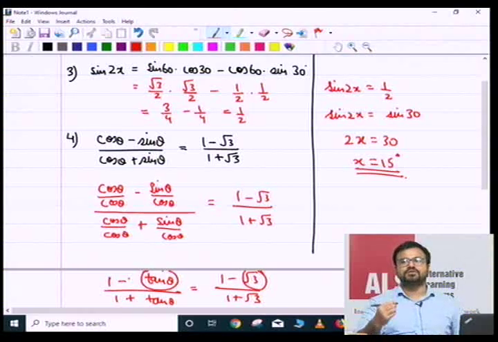Or if you want to solve it, you can do it by cross multiplication and find the value for tan theta. Again you will get root 3. So you can say tan theta is equal to root 3. So theta will be equal to 60 degrees, because tan is root 3 at the angle of 60 degrees.